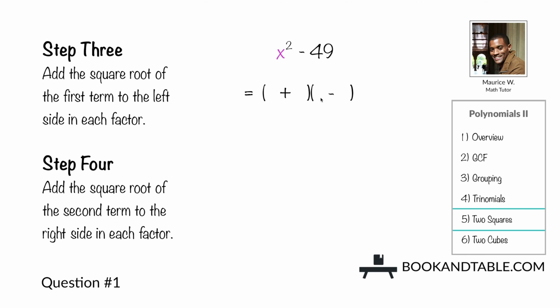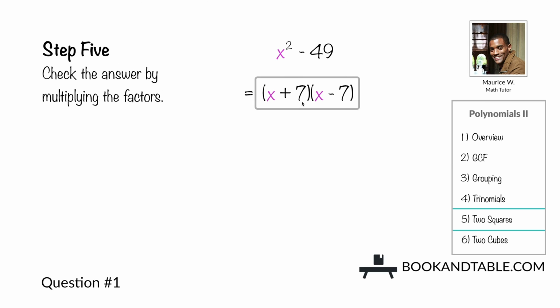And now step 3, we want to add the square root of the first term to the left side of each factor. The first term is x squared. The square root of x squared is x. So that's the first term in each factor on the left side. And now we look at the second term. The square root of 49 is 7. So we place the square root of the second term to the right side of each factor. So we see that when we factor x squared minus 49, we get x plus 7 times x minus 7.